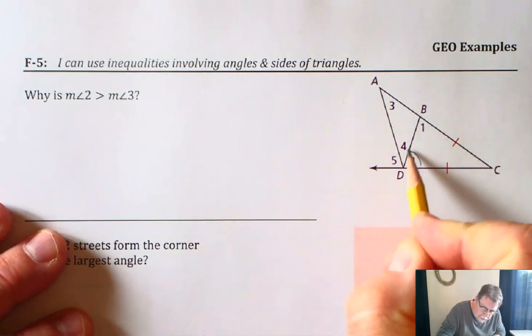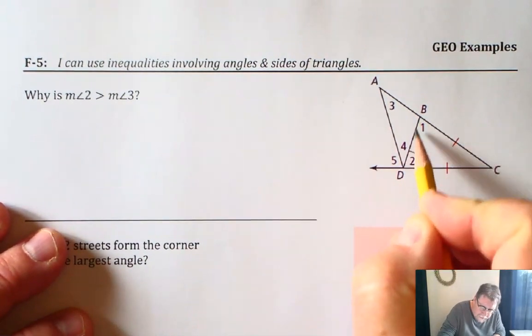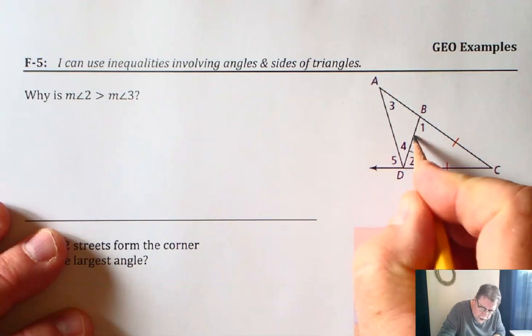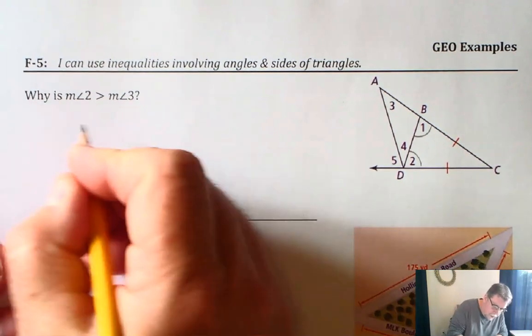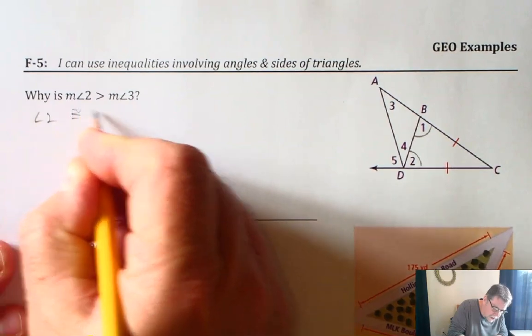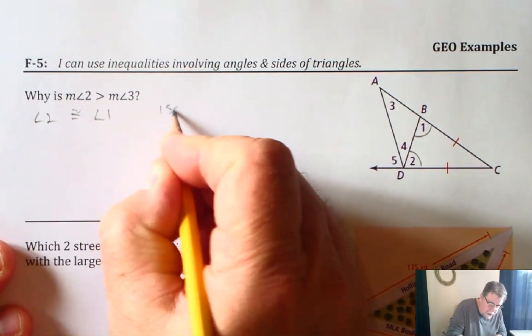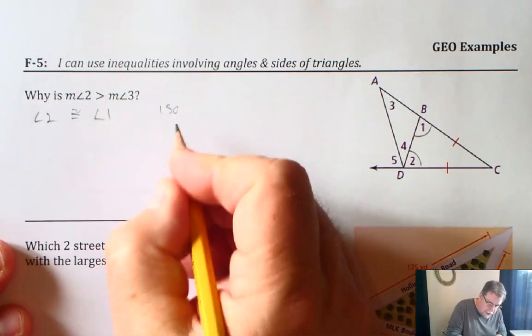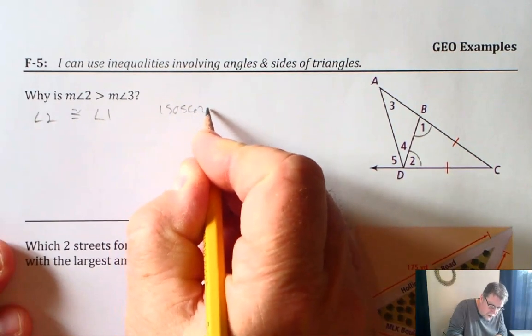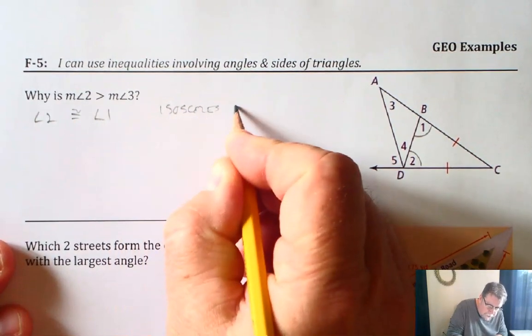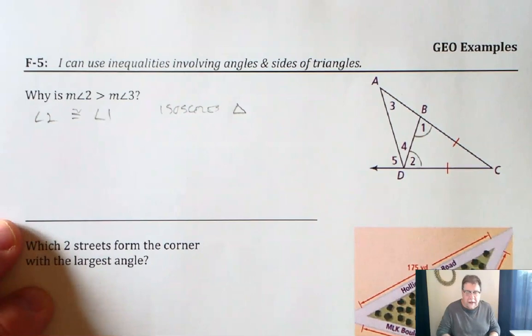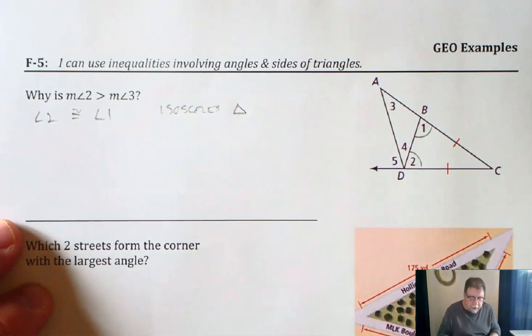If I look at this triangle right here, it's isosceles. So therefore, angle 1 and angle 2 have to be congruent. Angle 2 is congruent to angle 1 because that's basically the definition of an isosceles triangle. I'm not doing a proof here, but I'm just going to show you. Those are the base angles, and they have to be congruent.